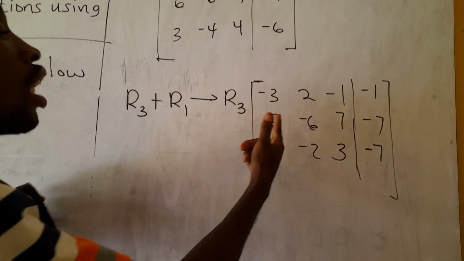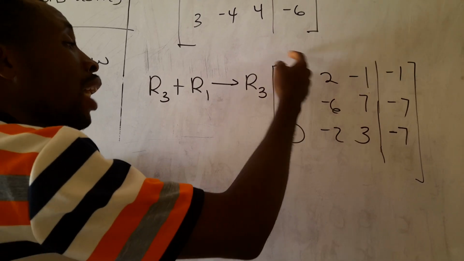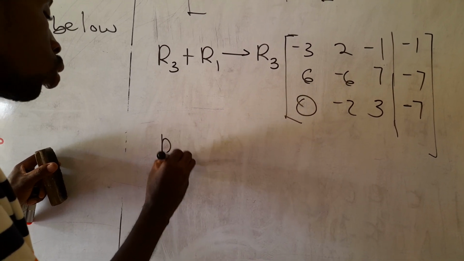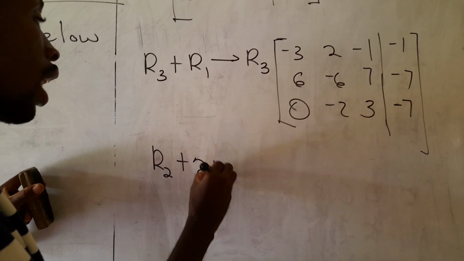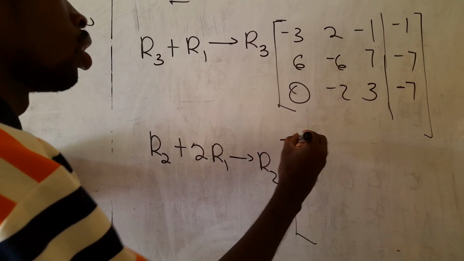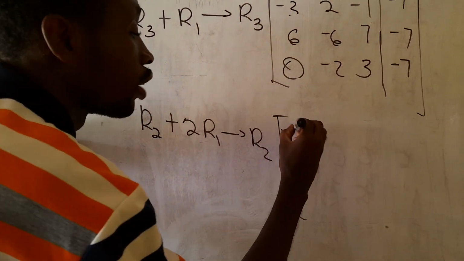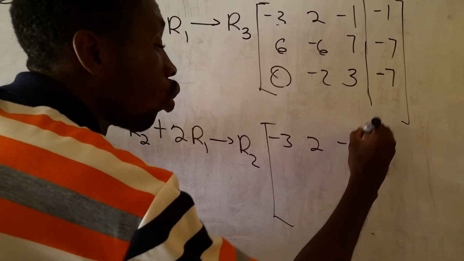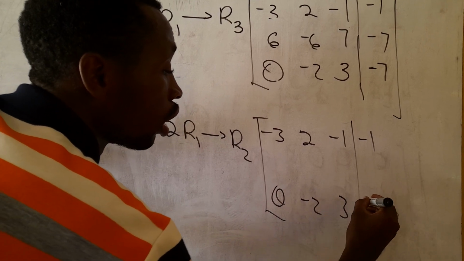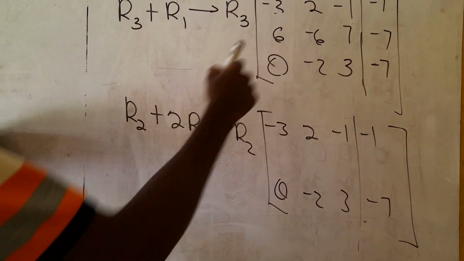The next thing is, I'll make this one 0. How do I make it 0? If I multiply this by 2 and I add it to this, it will be 0. So I will say that my R2 plus 2 times R1 should go into R2. So my first column and the third column will not be affected. So let's repeat that. Negative 3, 2, negative 1, negative 1. Then 0, negative 2, 3, negative 7.